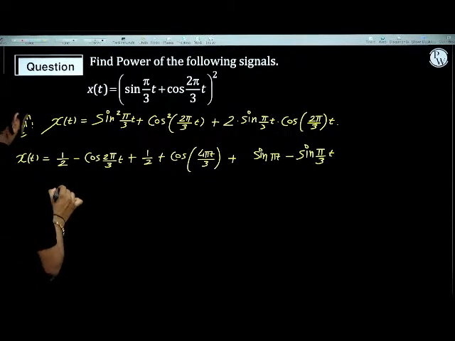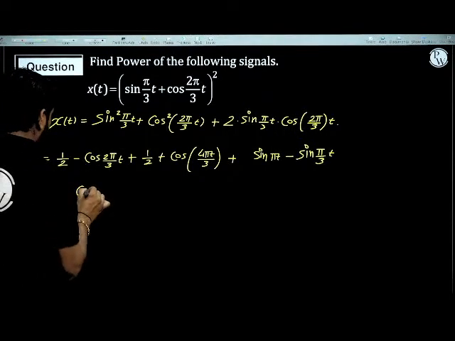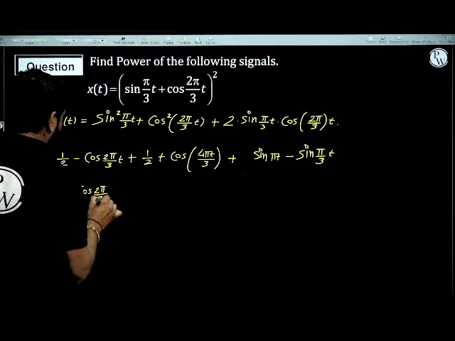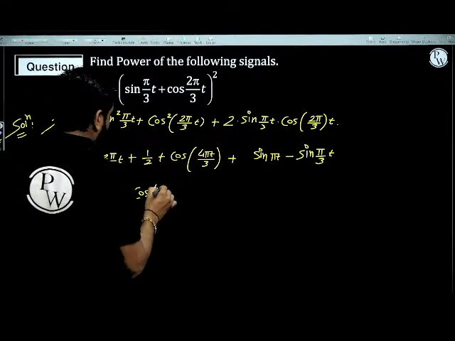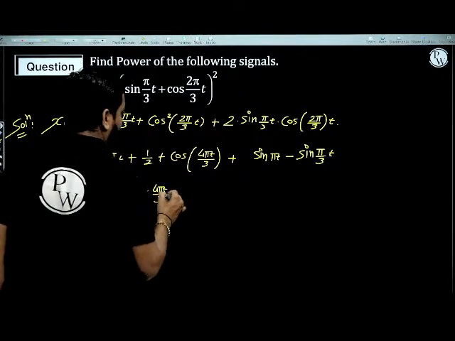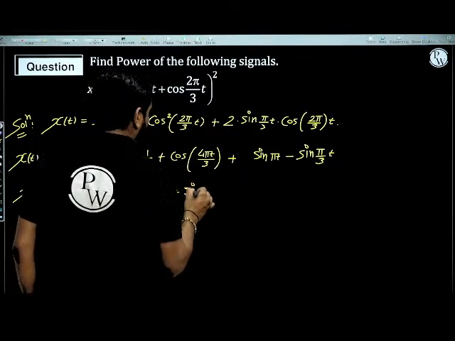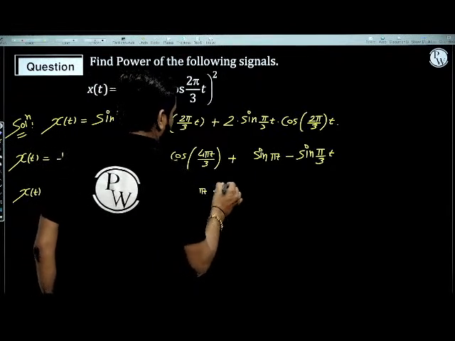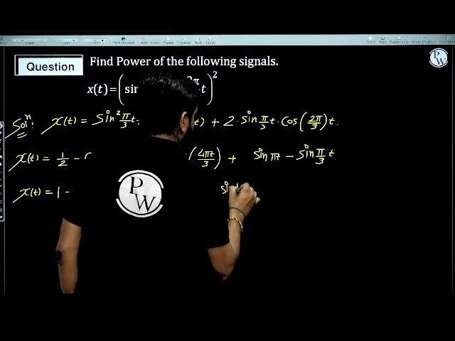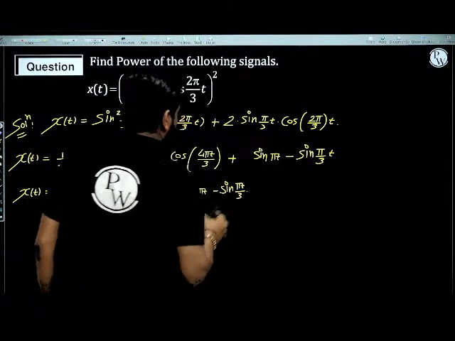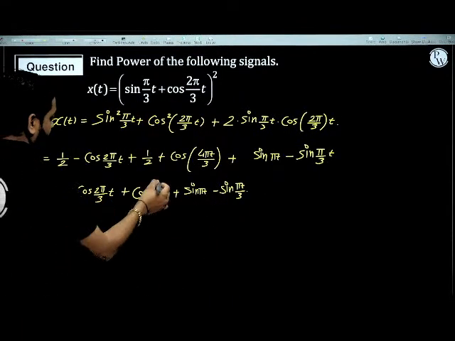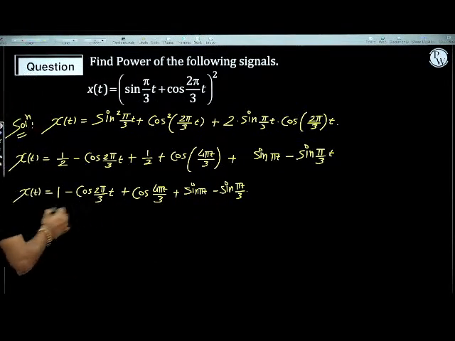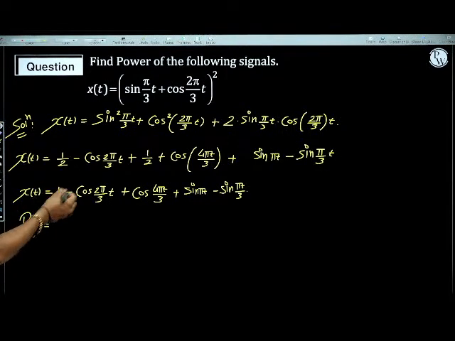So 1 by 2 plus 1 by 2 times (1 minus cos 2 pi by 3 t) plus cos 4 pi t by 3 plus sin pi t minus sin pi t by 3. Now here there are different frequencies: 2 pi by 3, 4 pi by 3, pi and pi by 3. So different frequencies are there, so we can find the average power by adding the individual signal powers.